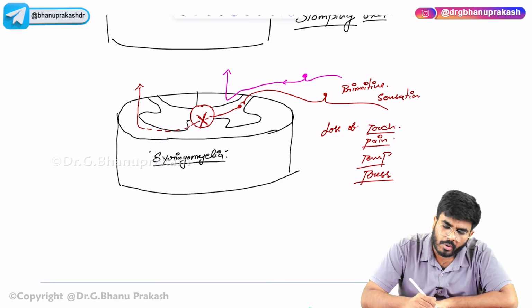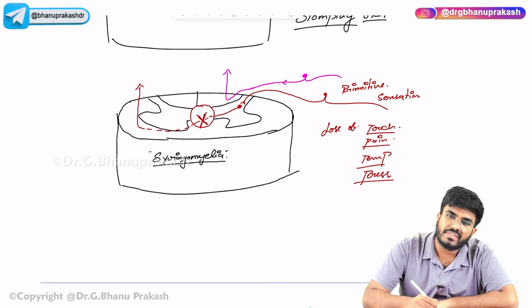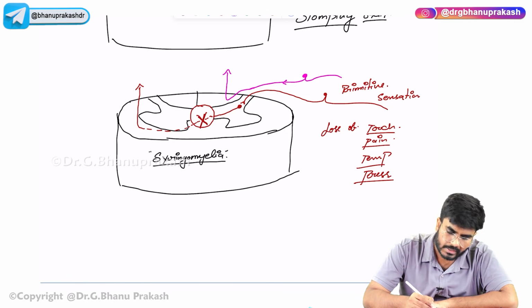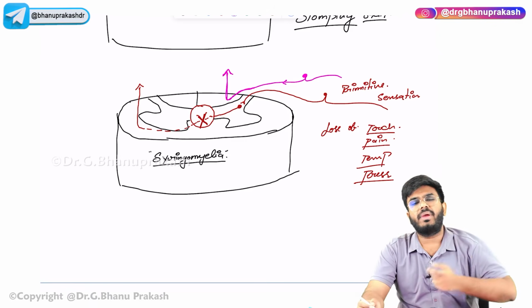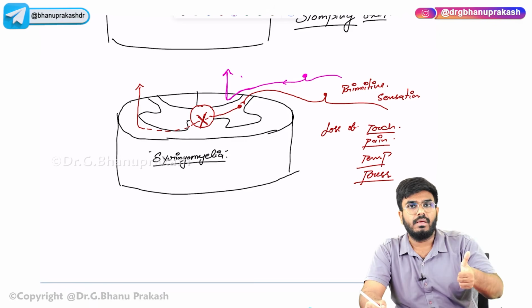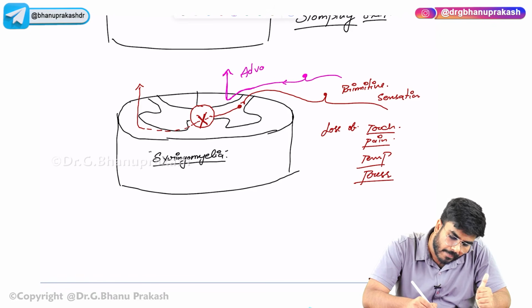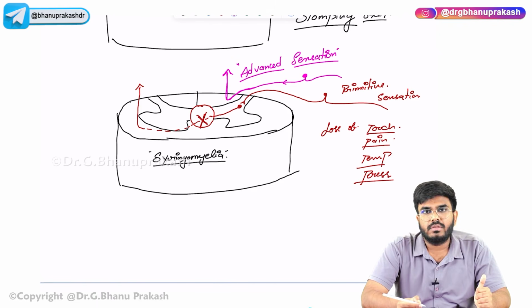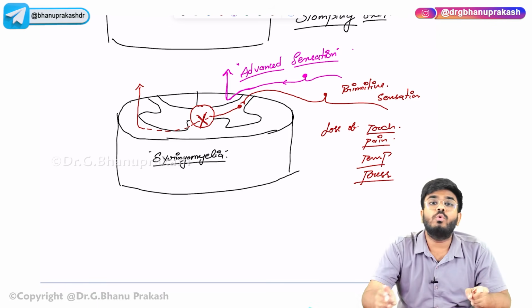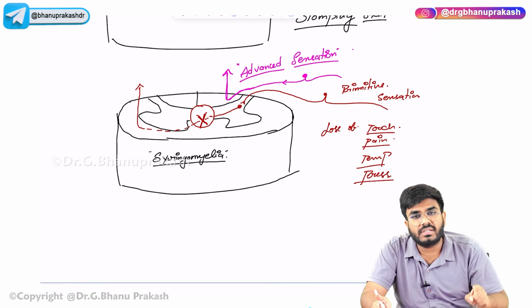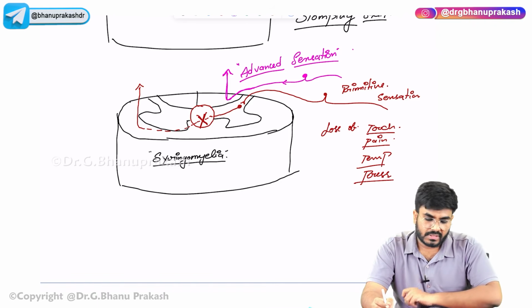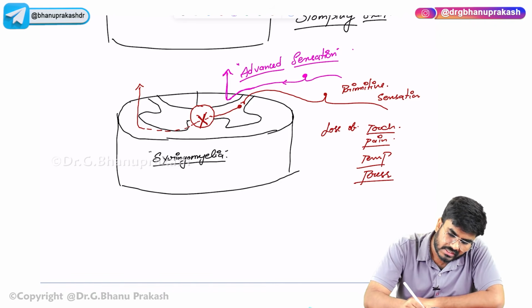But is there any problem to the advanced sensations because of this cavity, this syringomyelia, this cavity syrinx? There is no problem with the dorsal column sensation. So the patient is going to have preservation of advanced sensations. These advanced sensations are not affected. So his fine touch will be okay, but crude touch is lost. So this condition is called syringomyelia. So advanced sensations are spared.